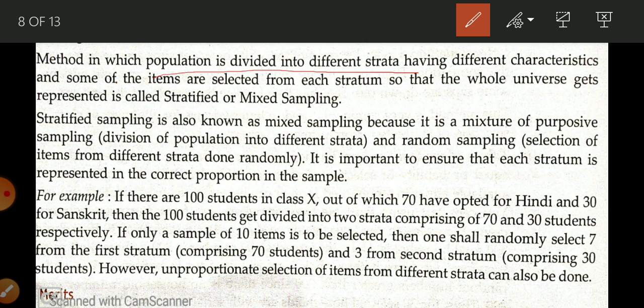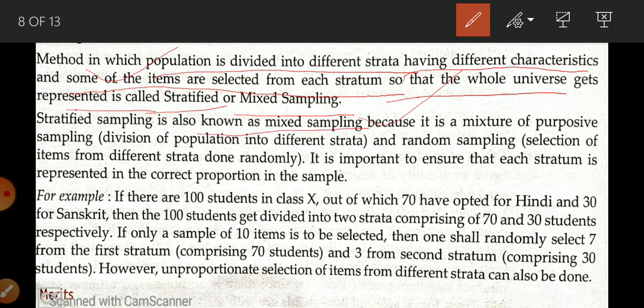Population means the number of items, the number of people who come under inquiry. So the population is divided into different strata having different characteristics, and some items are selected from each stratum so that the whole universe gets represented. This is called stratified or mixed sampling. This is the meaning that you are going to write in your copy. It is also known as mixed sampling.